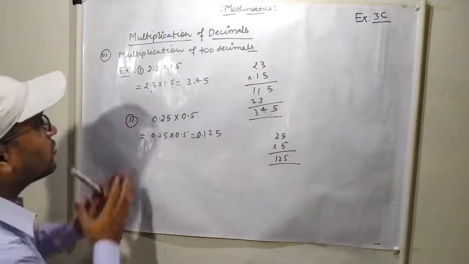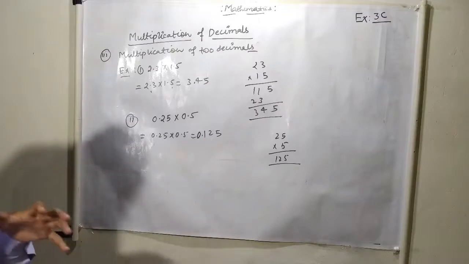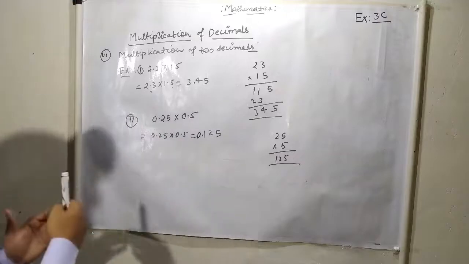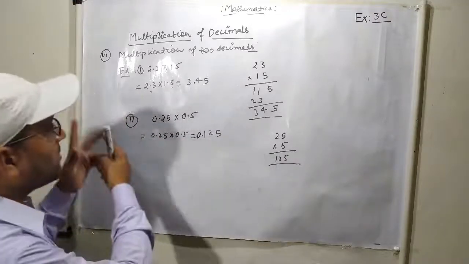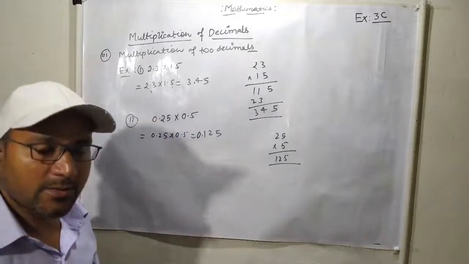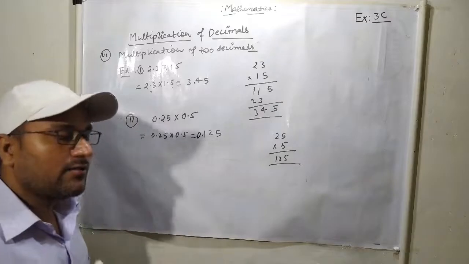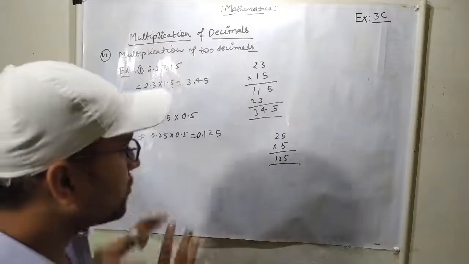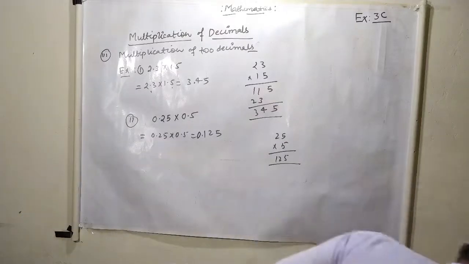If you have any doubt, there are 3 rules of multiplication: how to multiply a decimal number with 10, then a decimal number with a whole number, and how to multiply 2 decimal numbers. The same process you can use for more than 2, like 3 or 4 decimal numbers. If you are multiplying, you can use this rule. Okay, so now I'm going to start your exercise.